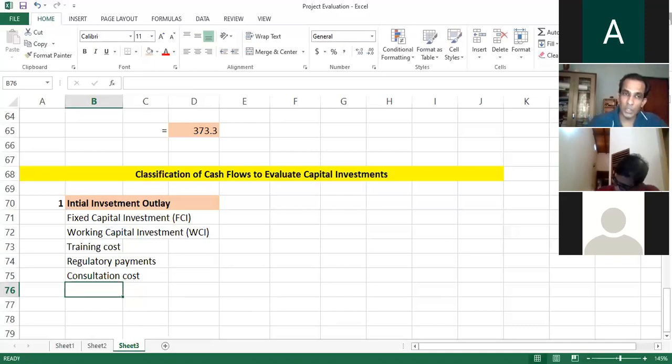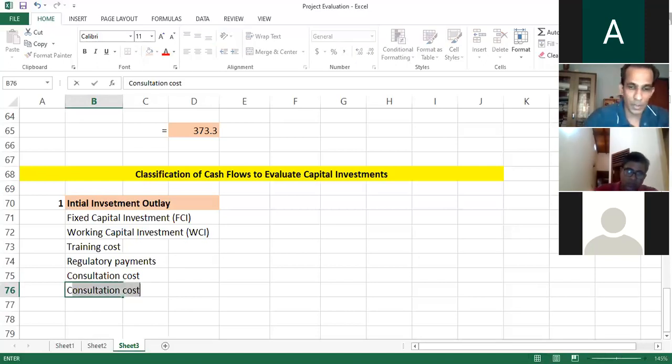Sometimes when the company is going to buy a new, more advanced machinery, they may require less staff. That means they have to remove certain employees, so they may have to pay compensation.